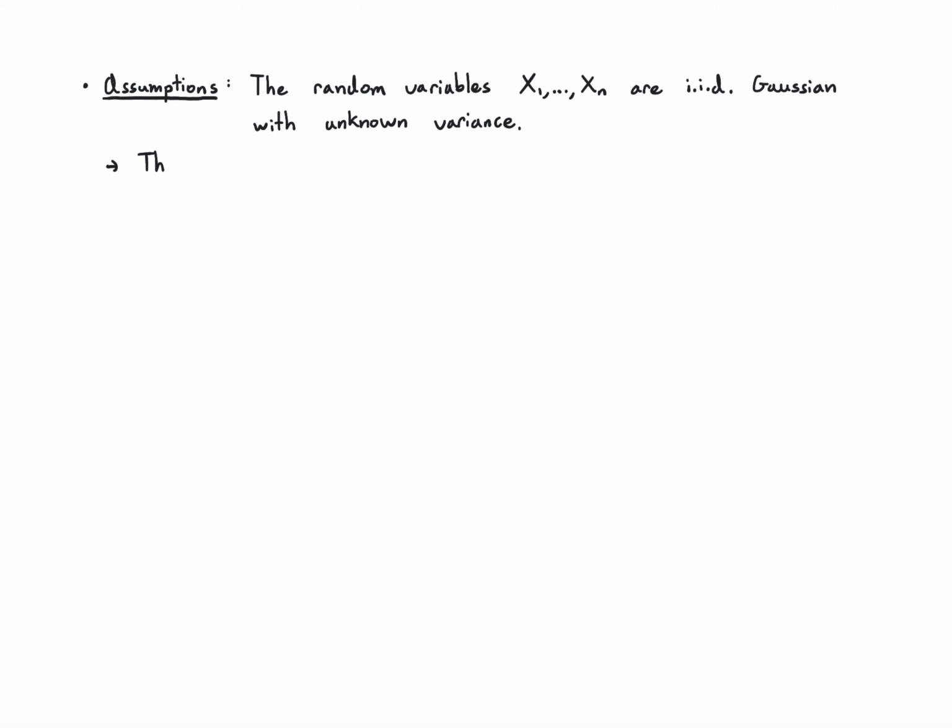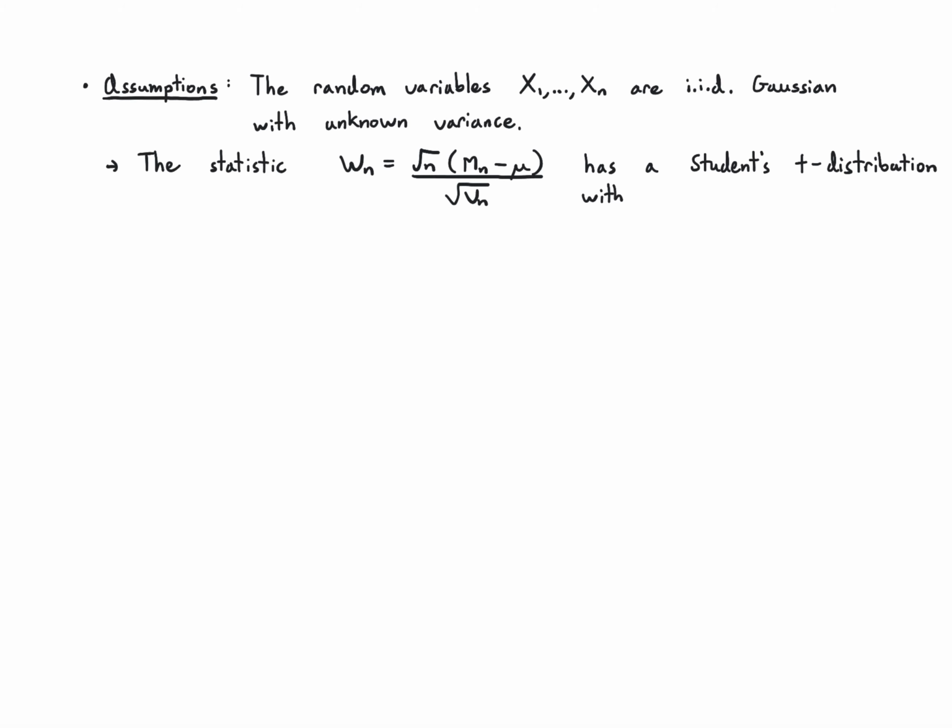All right. So the statistic Wn, which is root n times the sample mean minus the true mean, over the square root of the sample variance, has a Student's T distribution with n minus 1 degrees of freedom. To see why that's true, you can see your lecture notes. I'm not going to show that here.